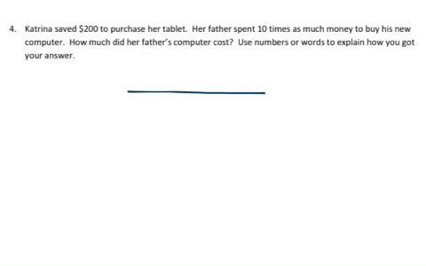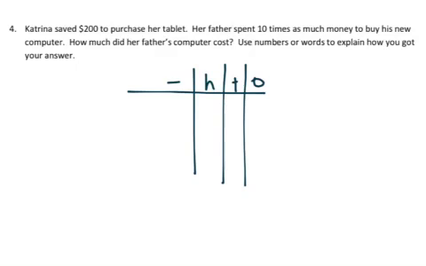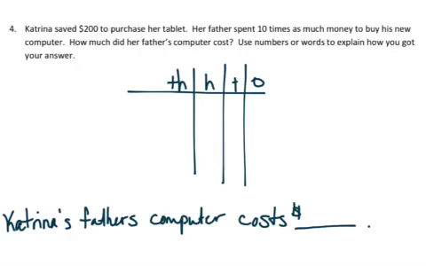And I'm going to use O for ones, tens, hundreds, and I'm going to use TH for thousands. So Katrina saved $200 to purchase her tablet. Her father spent 10 times as much money to buy his new computer. How much did her father's computer cost? So I'm going to write a target sentence, and that reads, Katrina's father's computer costs blank dollars.